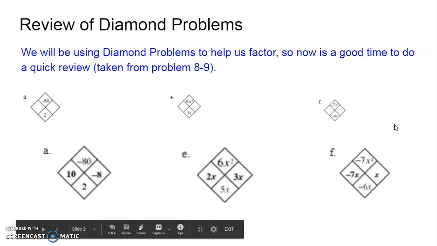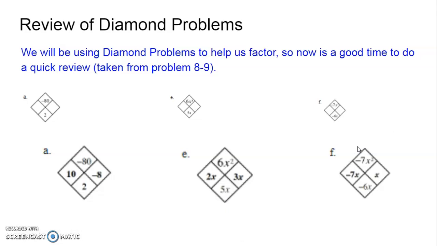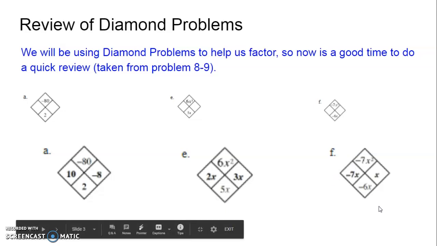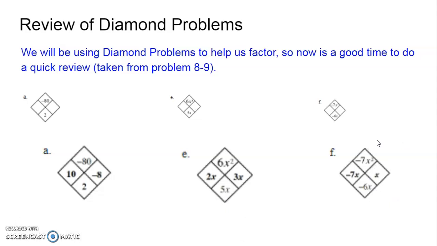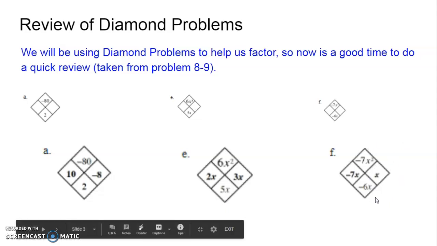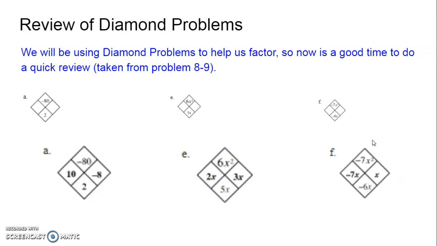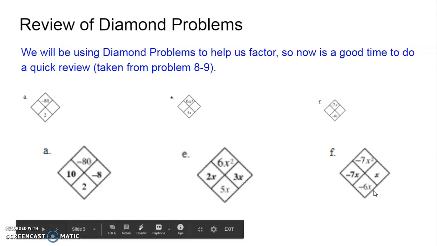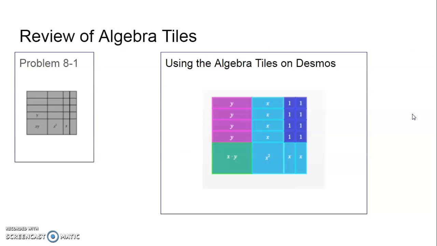The only one I want to talk about is this one here. As soon as you have a negative as your product, you automatically know that one of the terms has to be negative and the other one has to be positive. So that's why in this case, we wanted a product of negative 7x squared with a sum of negative 6x. So first thing I would do is think, well, what are some of the factors of 7, right? 1 and 7. I know the larger one has to be negative, so it would be negative 7x and positive 1x. All right. Hopefully that little reminder is all you needed. All right, let's go on to the next thing.